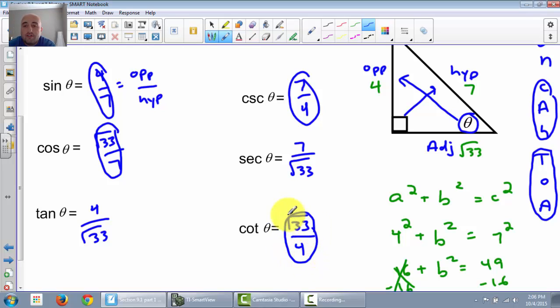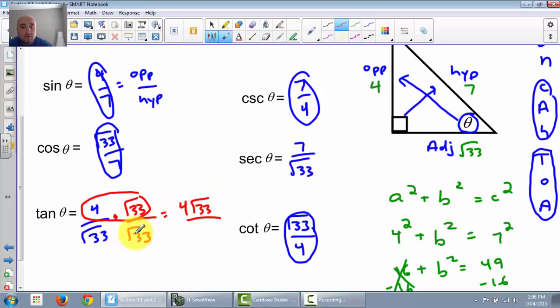And hopefully you notice that secant and tangent, there's an issue. Okay, we can never leave a square root in the bottom of a fraction. So to get rid of it, we just multiply by whatever that root is on the bottom, on the top and the bottom. So let's see what we get here. So 4 times root 33 is just 4 root 33. And then square root of 33 times square root of 33, hopefully you remember from the last class, that's just equal to whatever the number is. So 4 root 33 over 33 is that one.